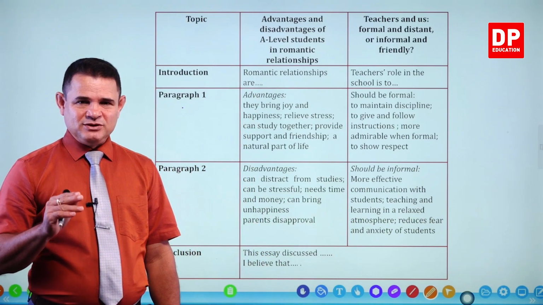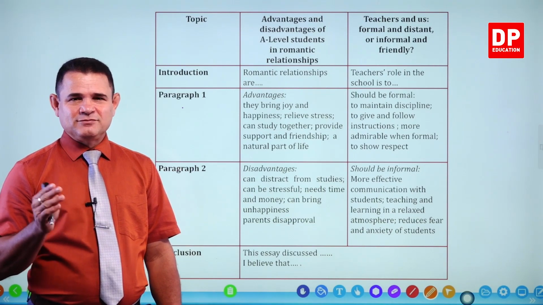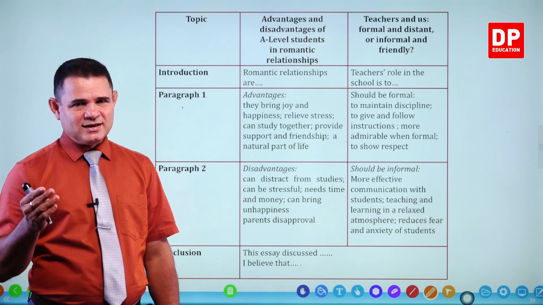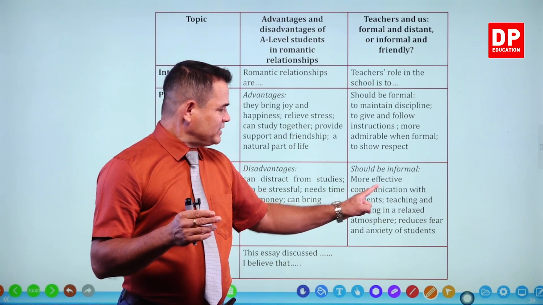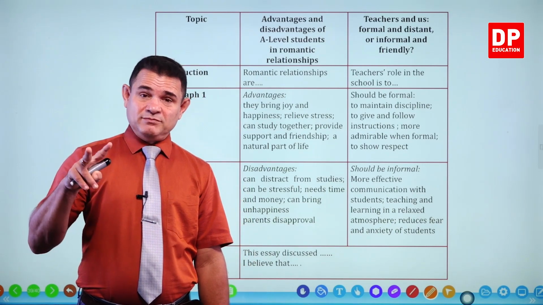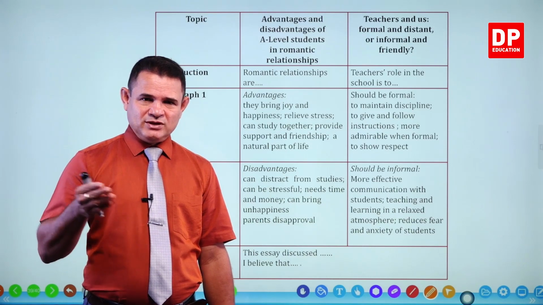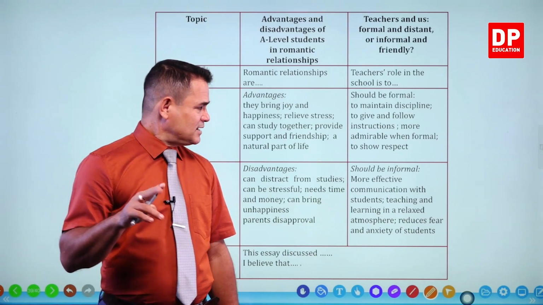The relationship between the teacher and the student should be informal. It's a formal window, one can say. And more effective communication with students. So if the relationship is informal, there is more effective communication.